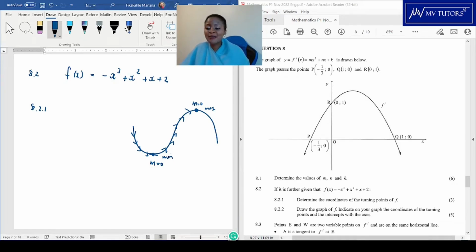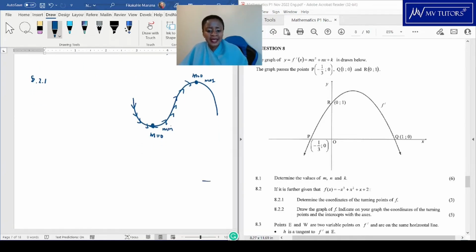You don't have to work it out. It's 3 marks, but they've actually given you the x values. Remember, I told you that the turning points of your cubic function will be the x-intercepts of your quadratic function. And we already have those x-intercepts. Don't go working hard unnecessarily. So determine the coordinates of the turning points of f. I have the x coordinates: x is equal to 1, x is equal to negative a third.